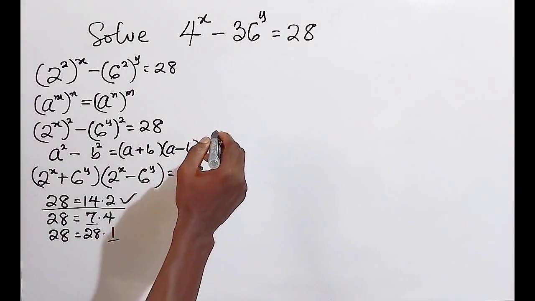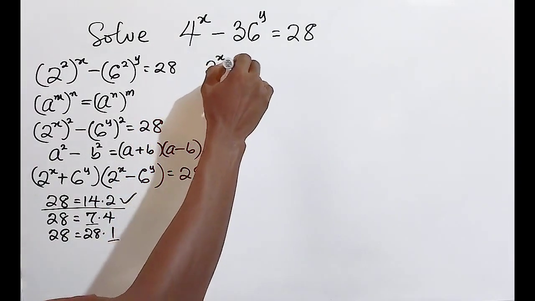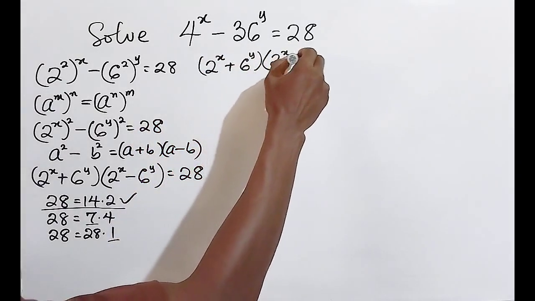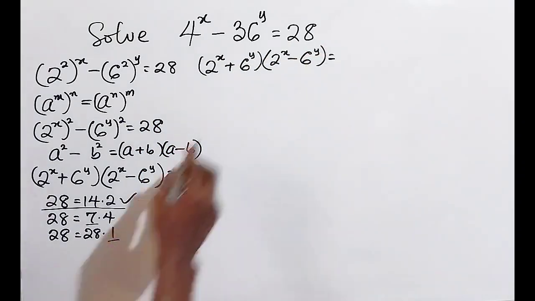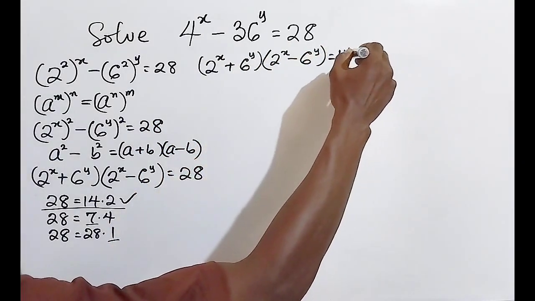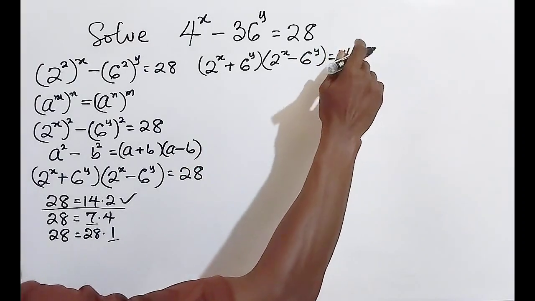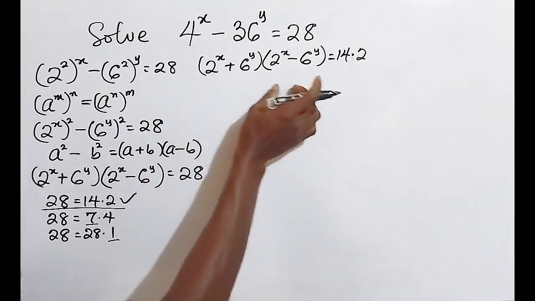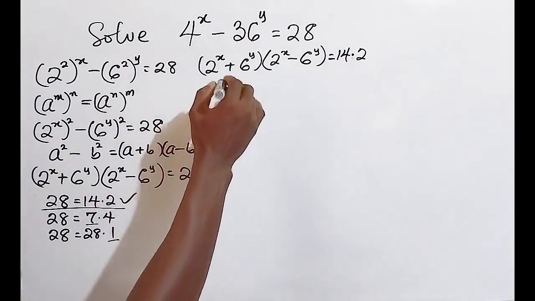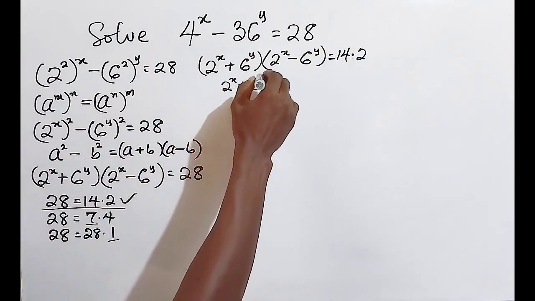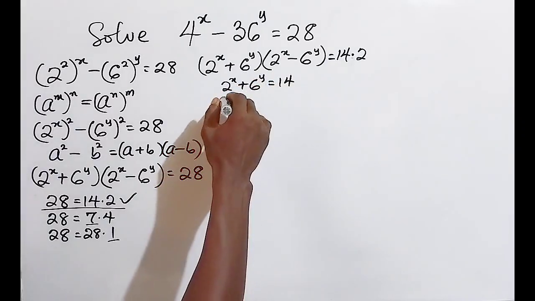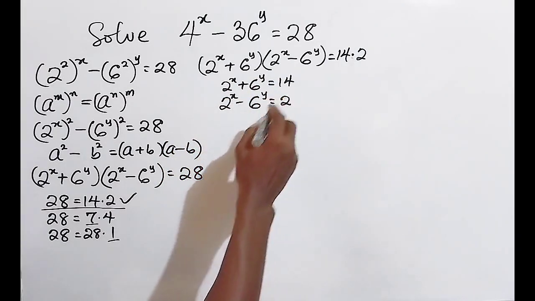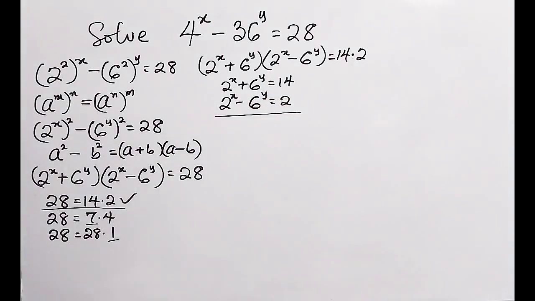So here we can now say that 2 raised to the power of x plus 6 raised to the power of y into 2 raised to the power of x minus 6 raised to the power of y equals 14 times 2. Okay, now if this is true, we can say that the sum should give us 14 and the difference should give us 2. So we can now liken it to this equation here, equation 1, and 2 raised to the power of x minus 6 raised to the power of y equals 2.